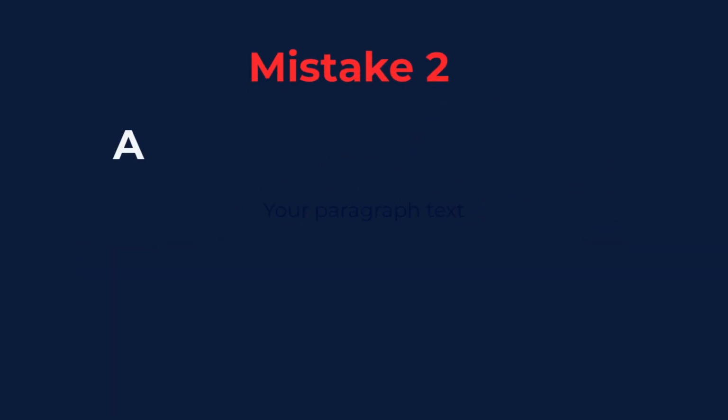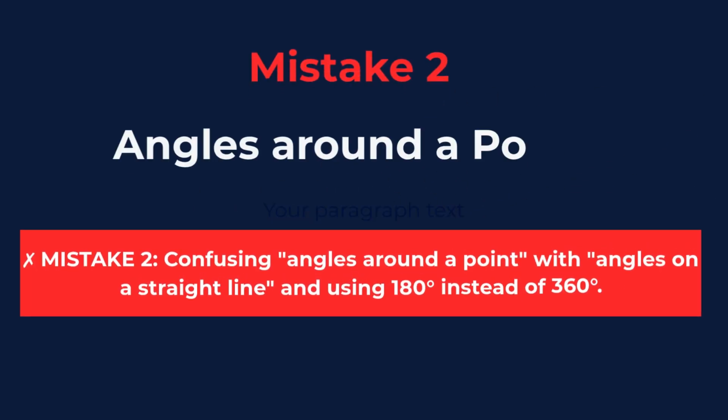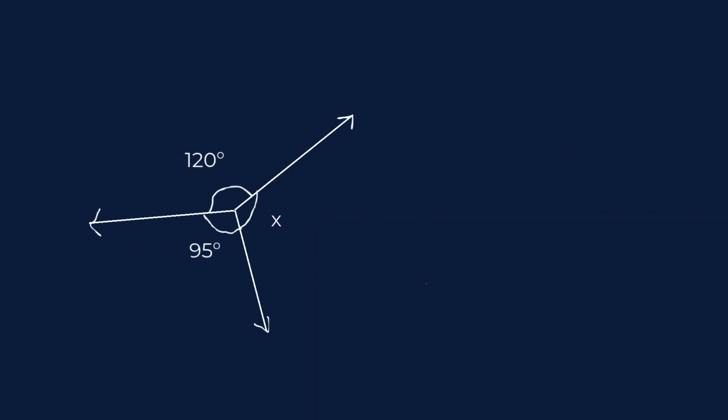Rule 2. Angles around a point. These add up to 360 degrees. Simple enough, but here's the mistake. A student sees a diagram with a point in the middle, several angles around it, and they think, straight line, 180 degrees. So they write 180 minus 120 minus 95 and get a negative number. They know something's wrong but can't figure out why.